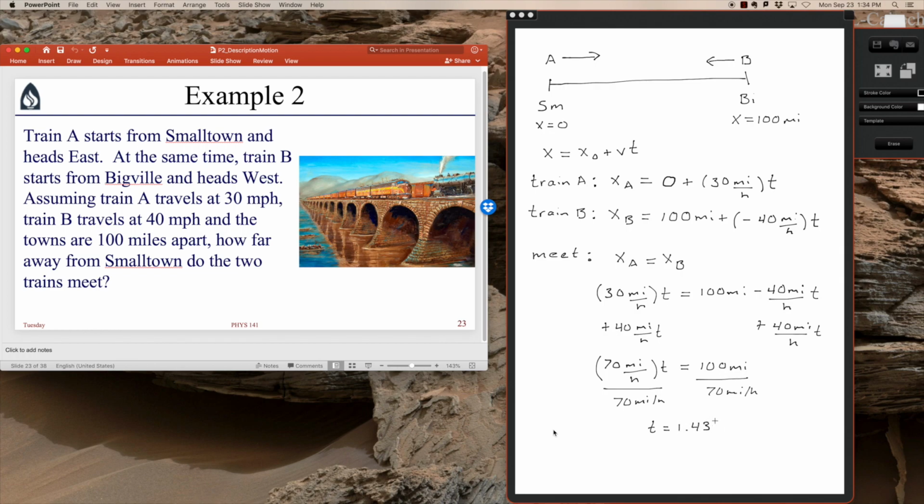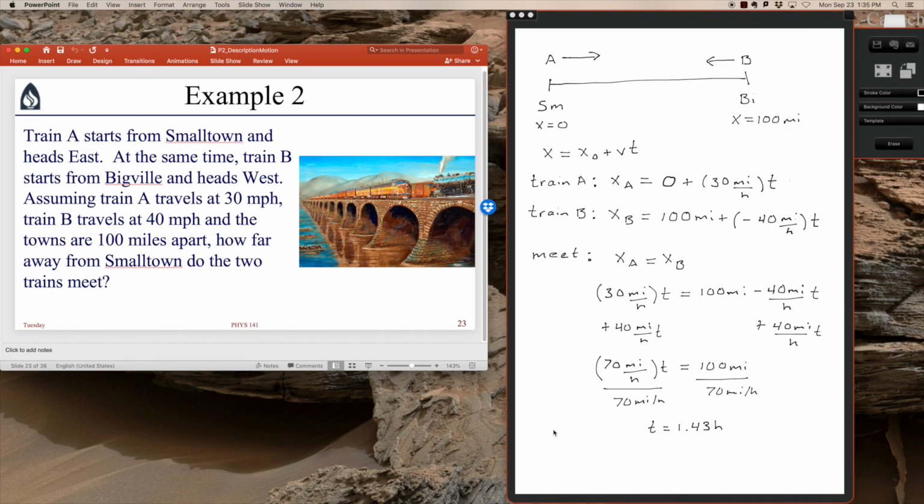Okay, so now I know when the trains met. They met 1.43 hours after they departed from their respective stations. But that's not exactly what the problem was asking. What the problem was asking was, where were the trains located? How far away are they from Smallville? Well, now that I know the time, I actually have a couple of different ways that I can find the location. I can take this 1.43 hours and plug it in to either my expression for A or my expression for the location of train B, because they're going to be at the same place at that 1.43 hours later. The first expression looks a little bit easier to solve, so I'll do that.